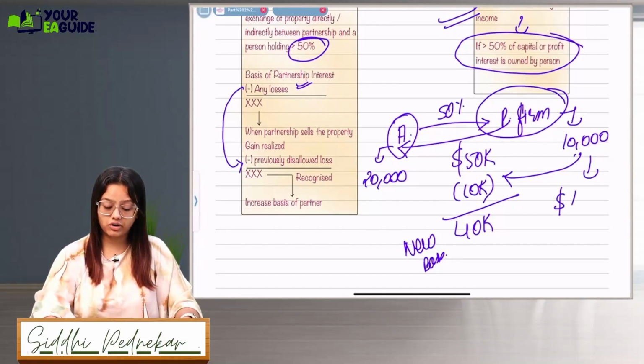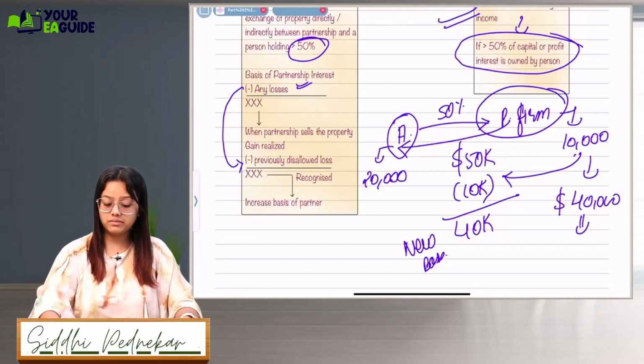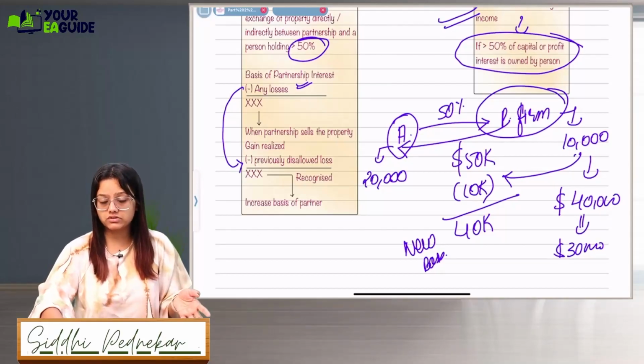let's say 40,000. So what is the gain for them? It's a gain of 30,000. They have bought it for 10,000. Now they are selling it for 40,000.